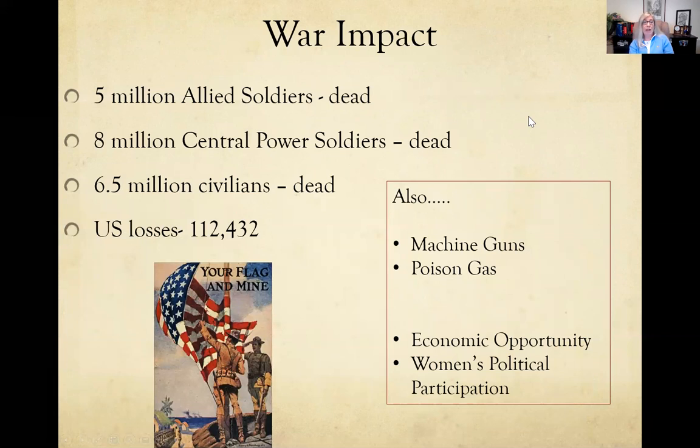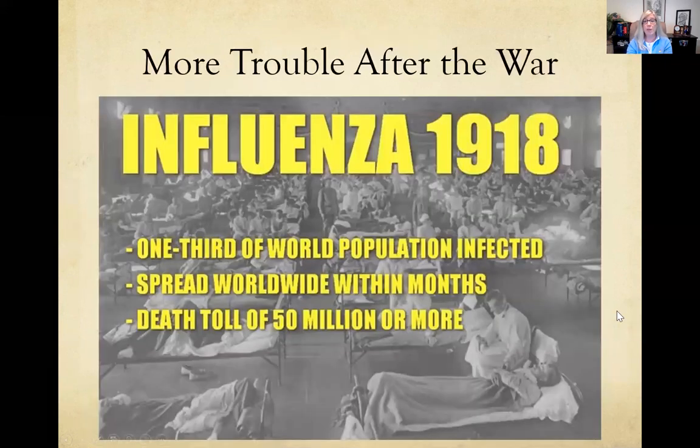All right, so here is the impact of the war. You've got all of these soldiers who are actually dead across Europe. 5 million soldiers are dead. 8 million Central Powers soldiers are dead. 6.5 million civilians are dead. So these are staggering losses that are going to be hard to overcome. Again, we've also got the new technology in fighting the war. We've got more economic opportunity, as we saw with the Great Migration with African Americans, and we've also got women's participation that ultimately resulted in the right to vote.